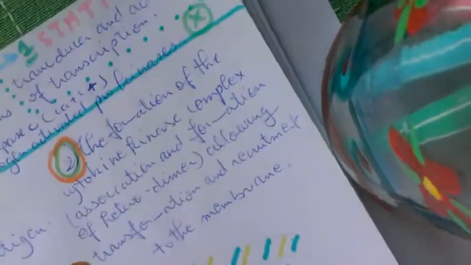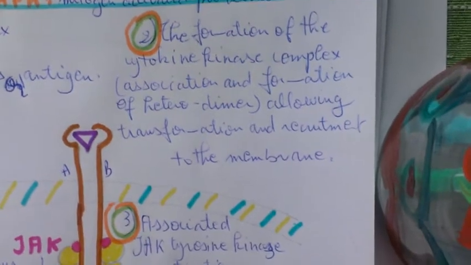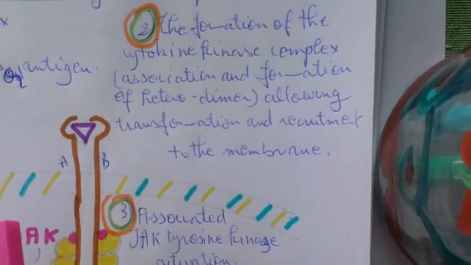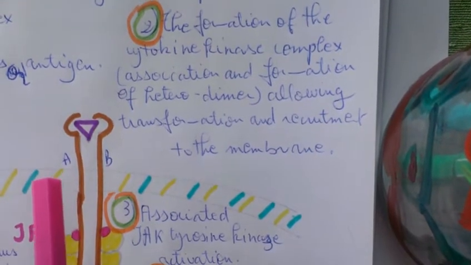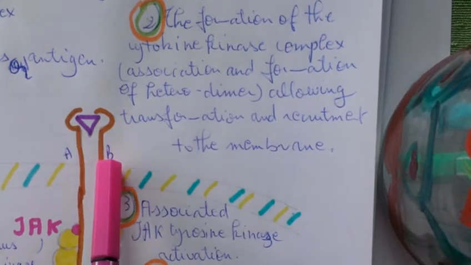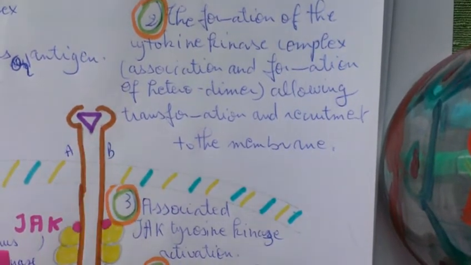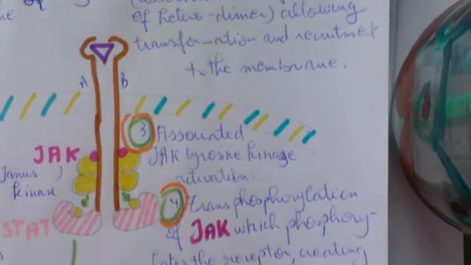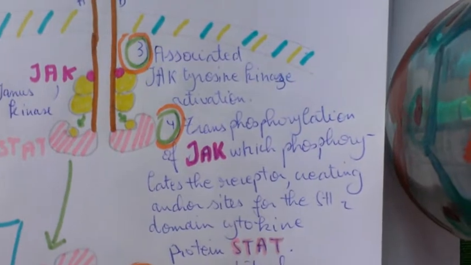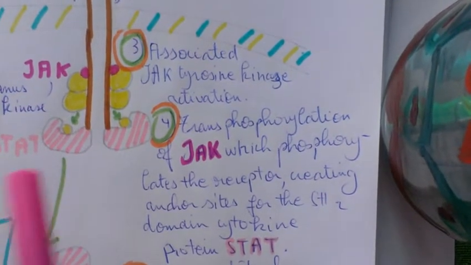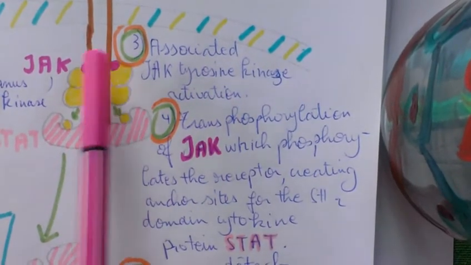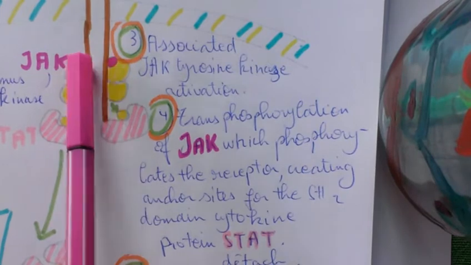Number 2, okay, excuse me. We've got the formation of the cytokine kinase complex, or we can say association and formation of a heterodimer, allowing transformation and recruitment to the membrane. Number 3, we've got associated JAK tyrosine kinase activation, the activation of JAK.